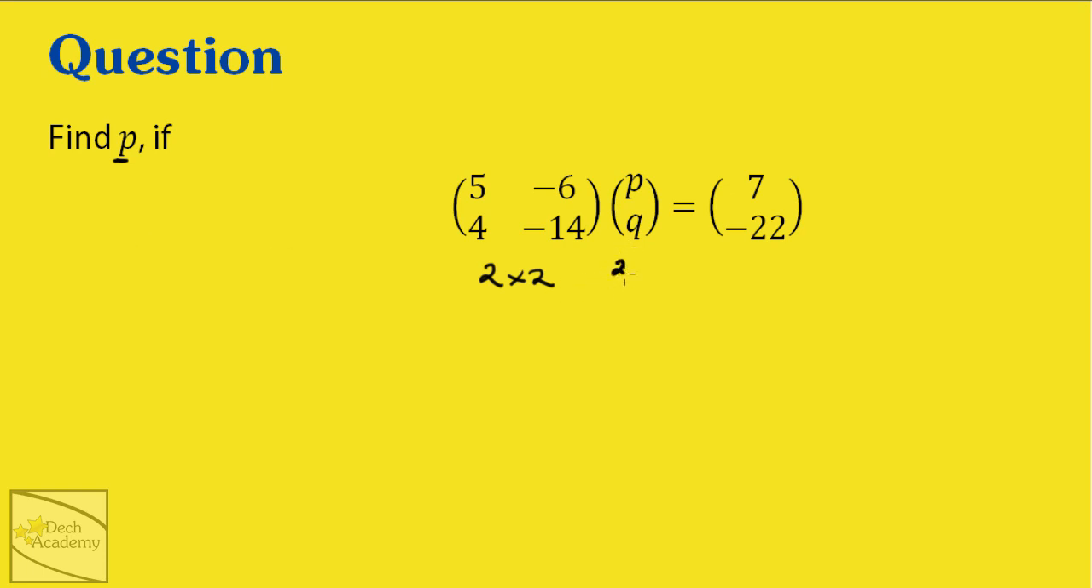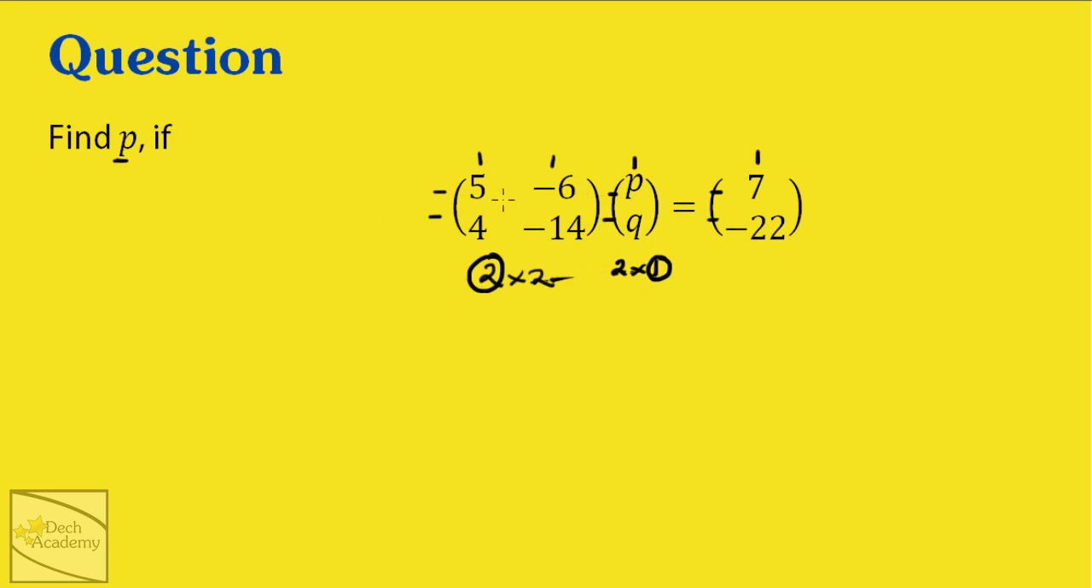So there's a 2 by 1. So it's rows by columns. So this matrix has 2 rows and 2 columns. This matrix has 2 rows and 1 column. So the result is going to be a 2 by 1 matrix, which is what this is, 2 rows and 1 column. Remember, for you to be able to multiply two matrices, these two values have to match.